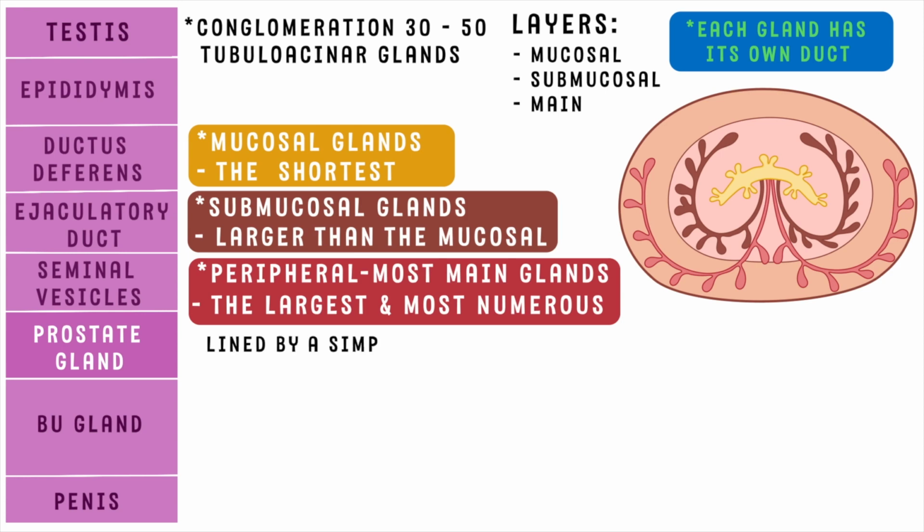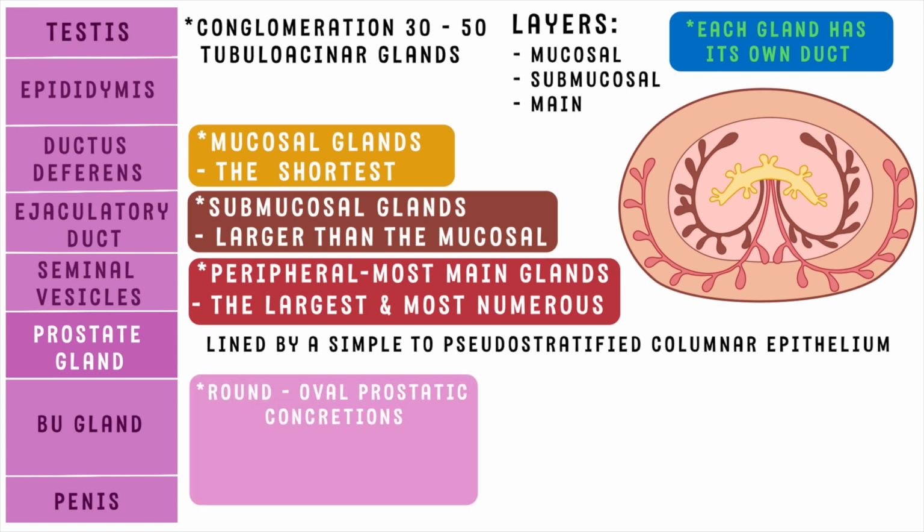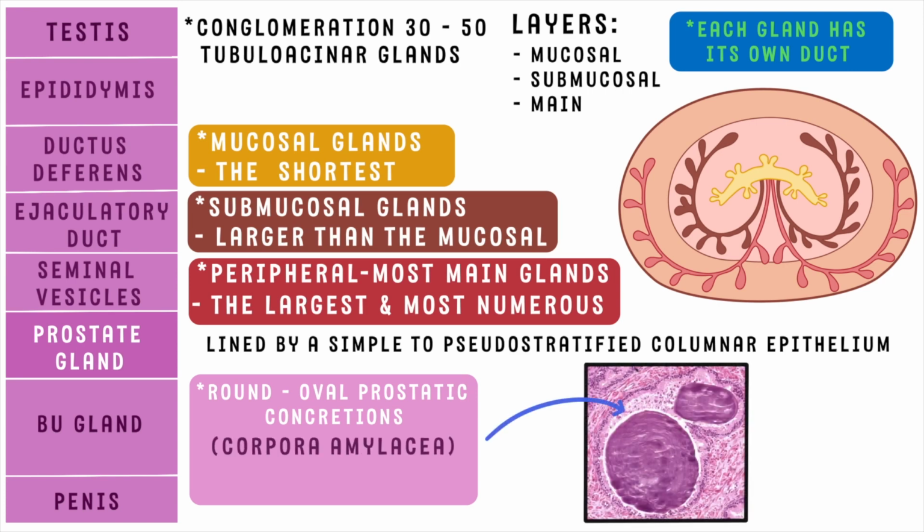The components of the prostate gland are lined by a simple to pseudostratified columnar epithelium, the cells of which are well endowed with organelles responsible for the synthesis and packaging of proteins. The lumina of the tubular-acinar glands frequently house round to oval prostatic corpora amylacea, composed of calcified glycoproteins whose numbers increase with a person's age.